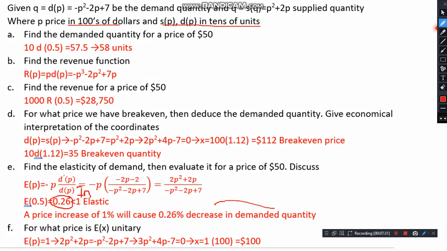For what price is E(x) unitary? It means E(P) equal to 1. We cross multiply. You're going to get x equal to 1. This is second degree. You can check it. So which is $100.